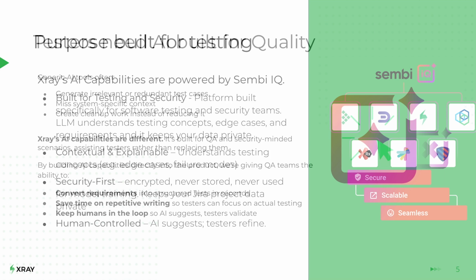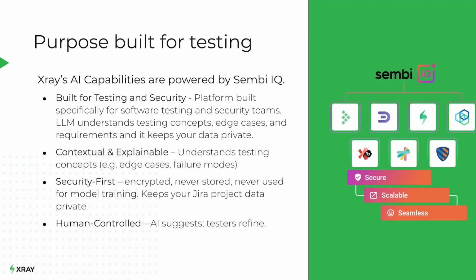So let's take a look at Xray's AI capabilities, which are powered by Sambi IQ, our purpose-built AI engine for testing. Unlike generic AI tools that produce noise or even off-target results, Sambi IQ is trained on software testing concepts, as well as requirement structures and real-world QA workflows. And this is exactly what enables Xray AI capabilities to deliver accurate, contextual, and explainable outputs that testers actually trust.